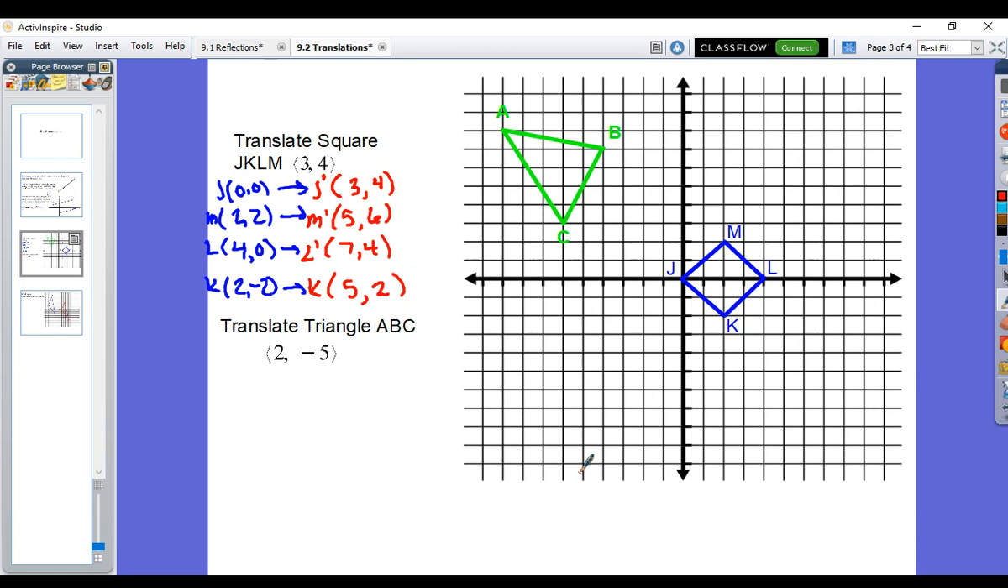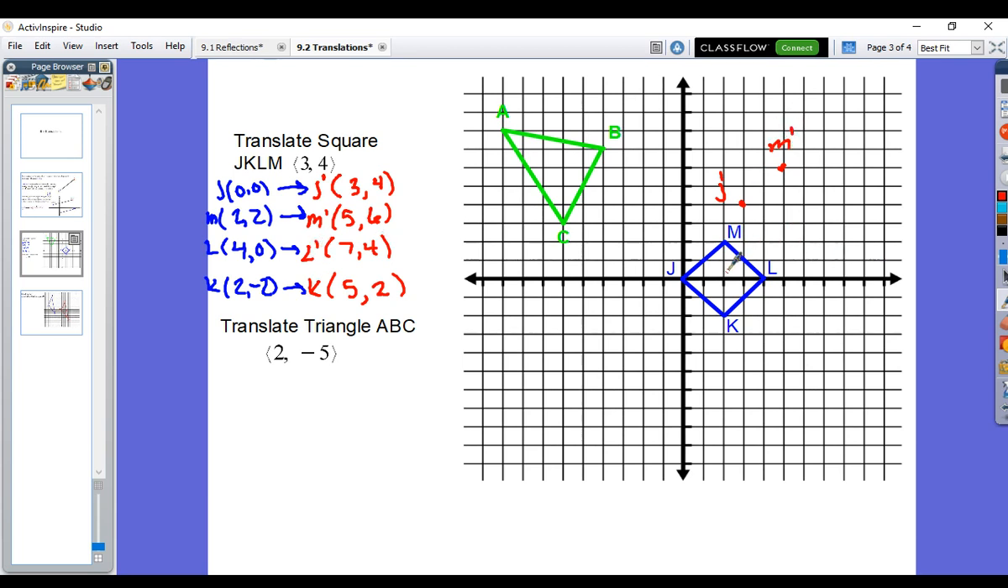So let's see what that looks like. It should look the same. It didn't change the shape, it just moved it. J prime is at 3, 4. M prime is at 5, 6: over 5, and then up to 6.